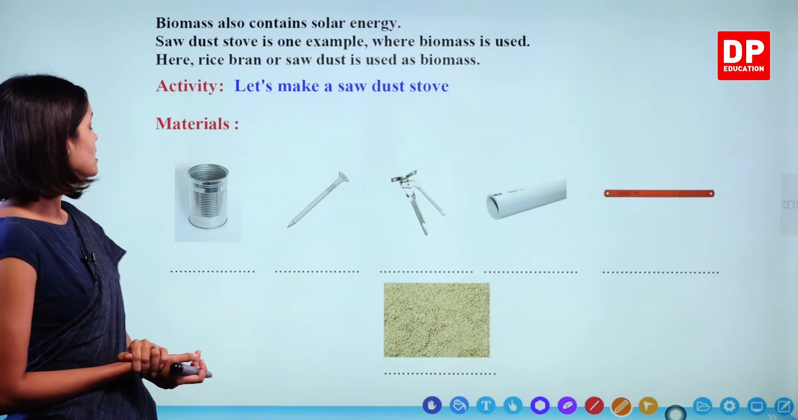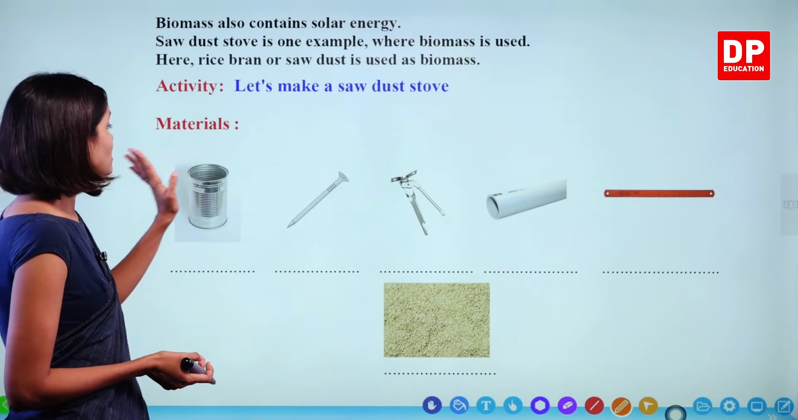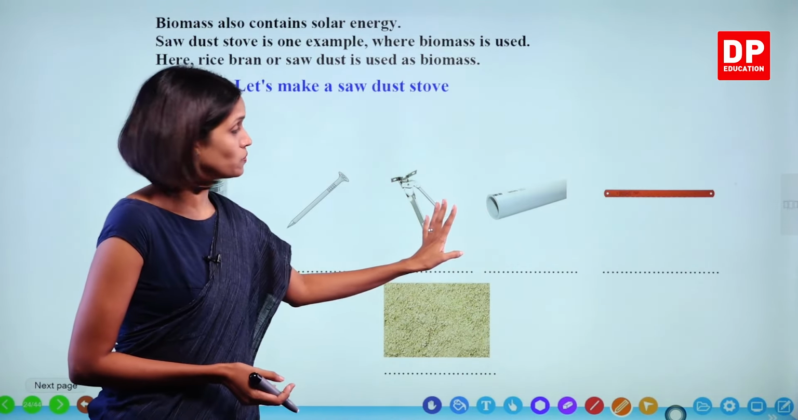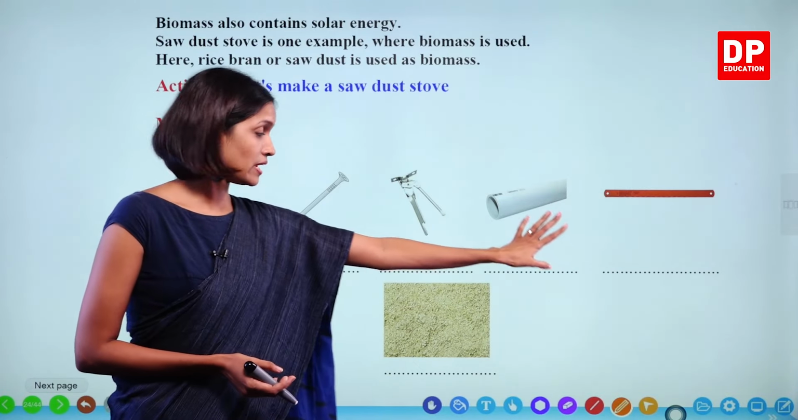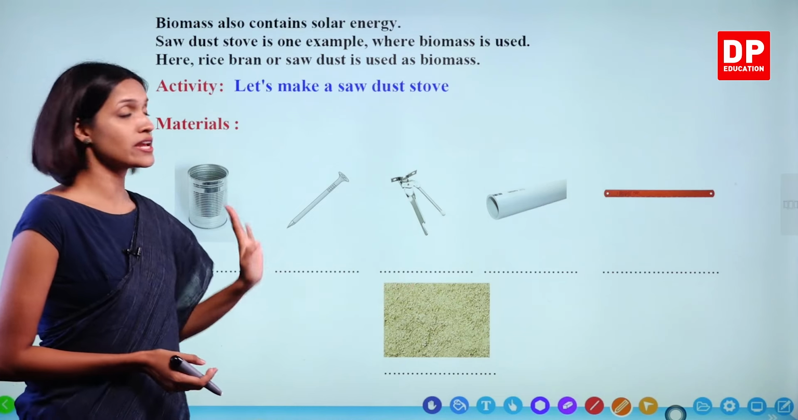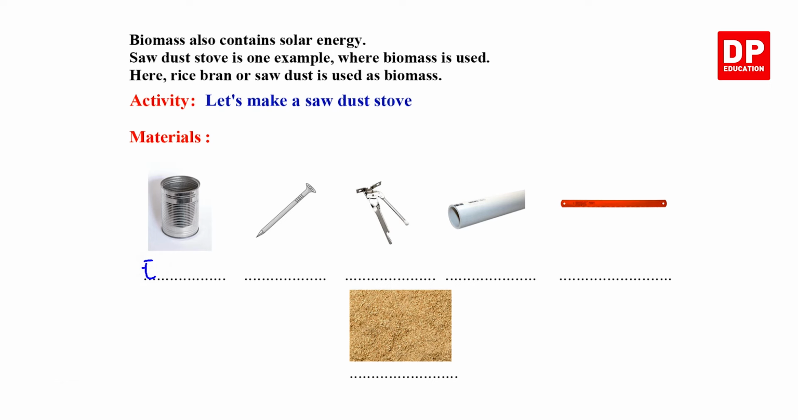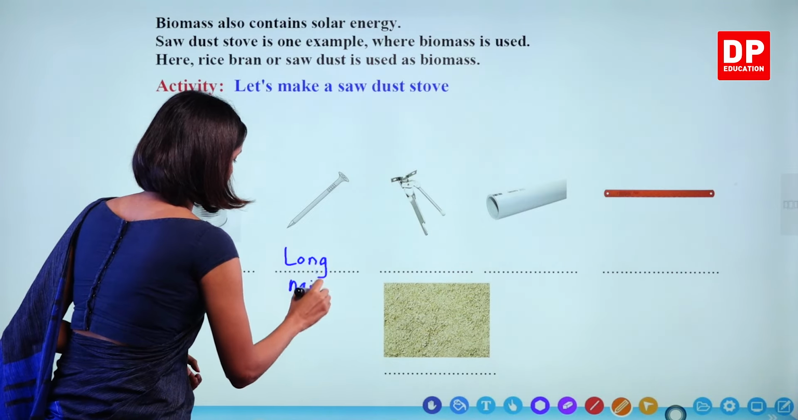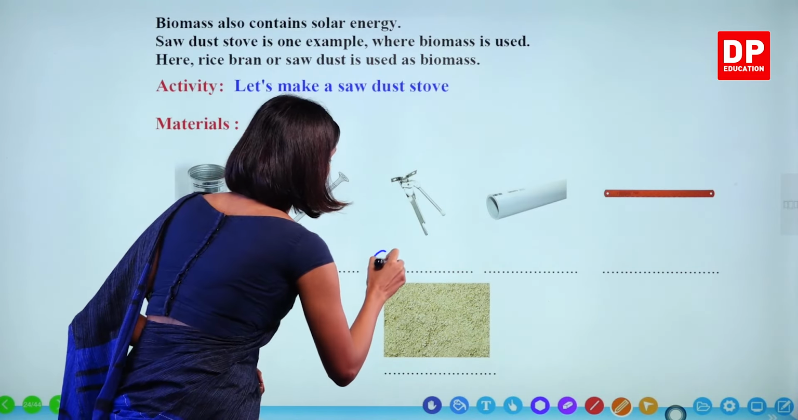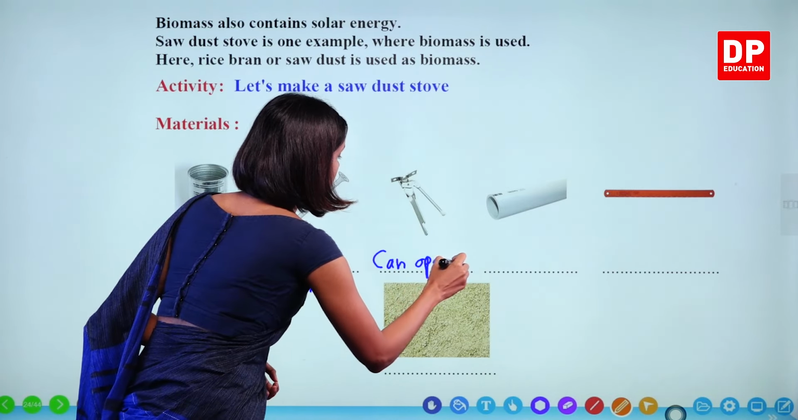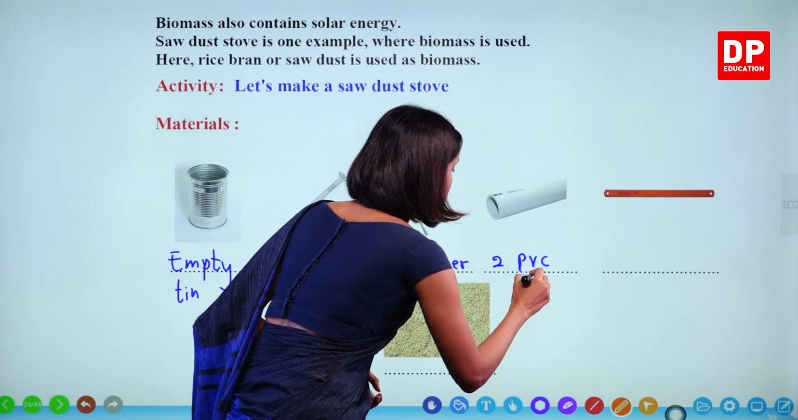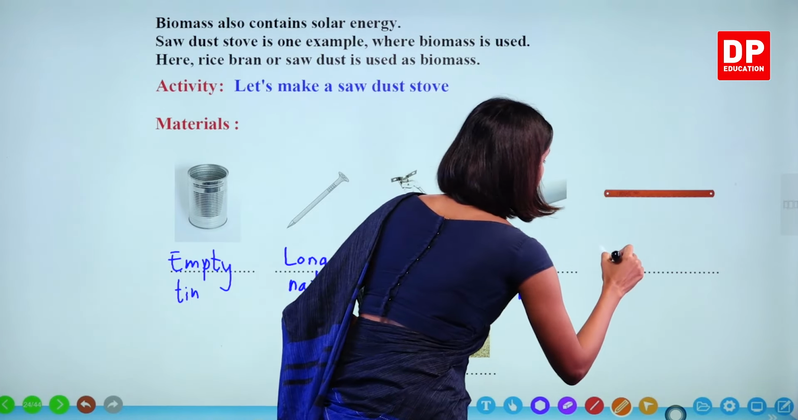So, what are the materials we need? We need an empty tin, a long nail and a can opener. And we need 2 PVC tubes, 2 PVC pipes, and a hacksaw blade. And we need sawdust or rice bran. Let's write down these. Empty tin, long nail. We need a long nail to make this setup. We need a can opener. 2 PVC pipes. Hacksaw blade.